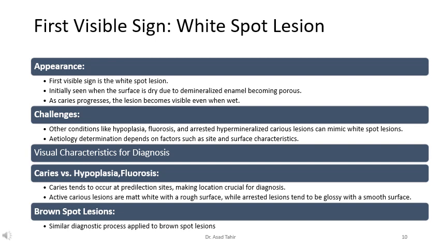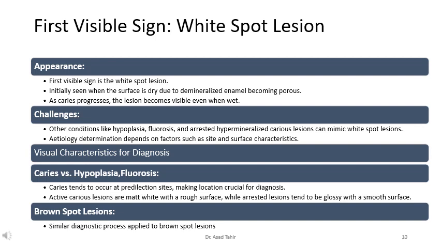Determination of etiology. Factors such as the location and surface characteristics of the lesion are crucial for determining its etiology. Visual characteristics for diagnosis: caries versus hypoplasia, fluorosis, etc. Caries tends to occur at predilection sites, emphasizing the importance of location in diagnosis.